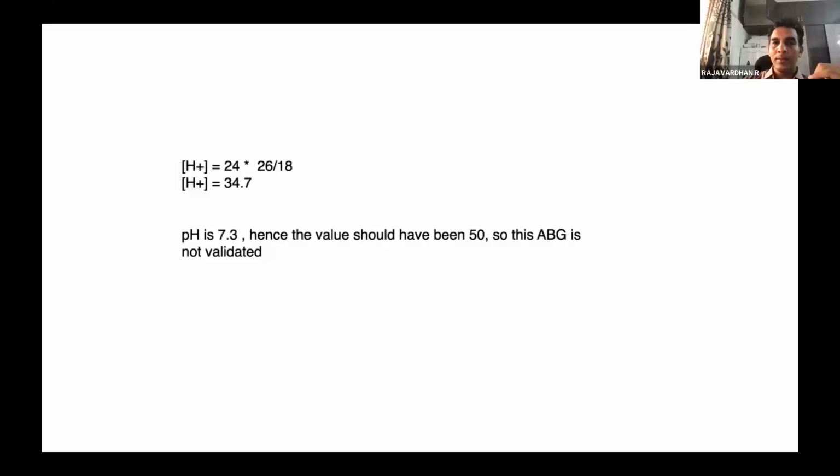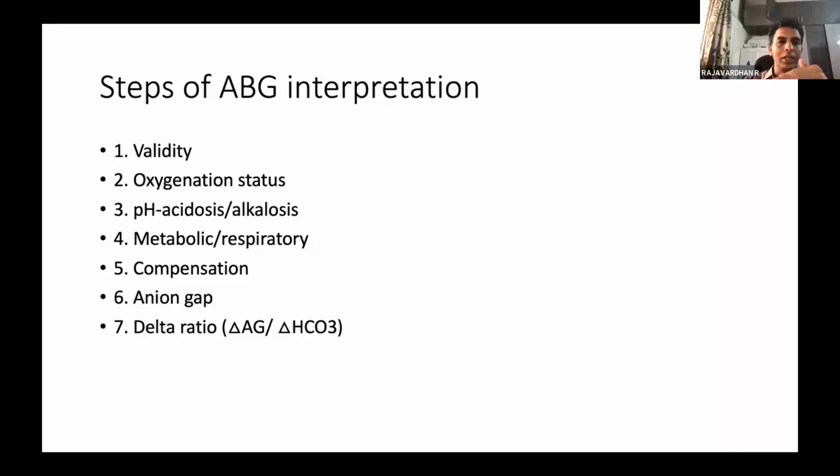I'll give one more scenario. Any ABG interpretation has specific steps. One is validation. Oxygenation status, you will do if the scenario gives a PaO2 and a FiO2, or room air, as they mention; then you can check the oxygenation status. Next, by looking at the pH, determine whether it's acidosis or alkalosis, whether it's metabolic or respiratory, then compensation, then anion gap and delta ratio. We'll go through the steps in some of the questions now.